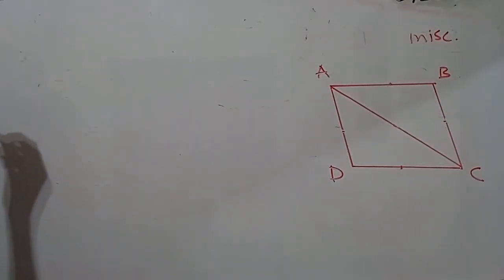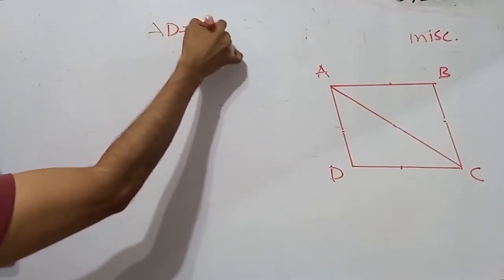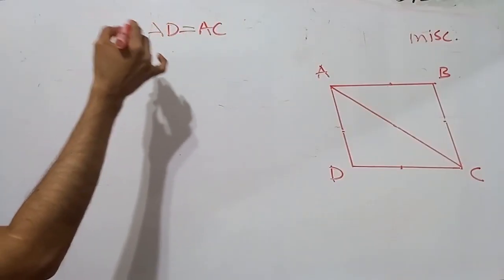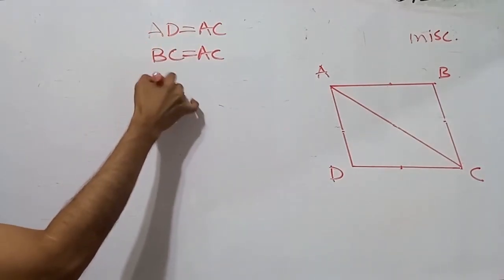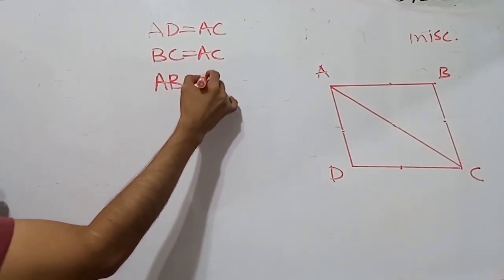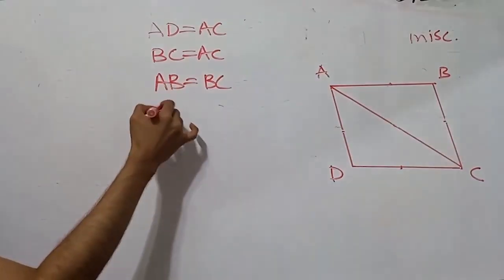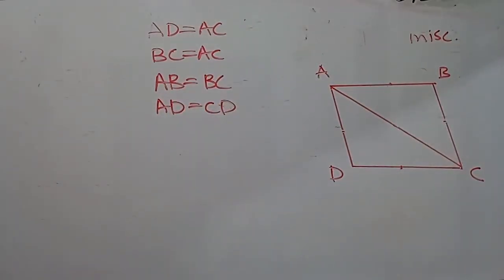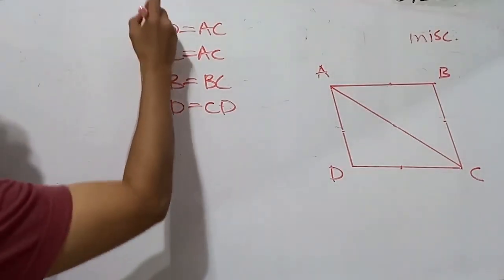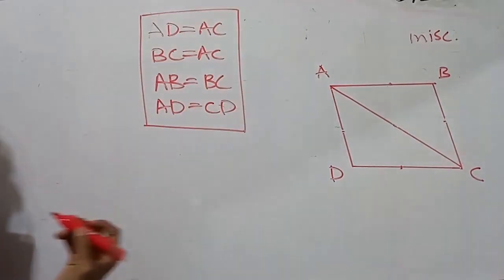Question number 1. Under that, in the quadrilateral ABCD, AD is equal to AC. Then we have BC, which is equal to AC. Then we have AB is equal to BC. Then we have AD is equal to CD.